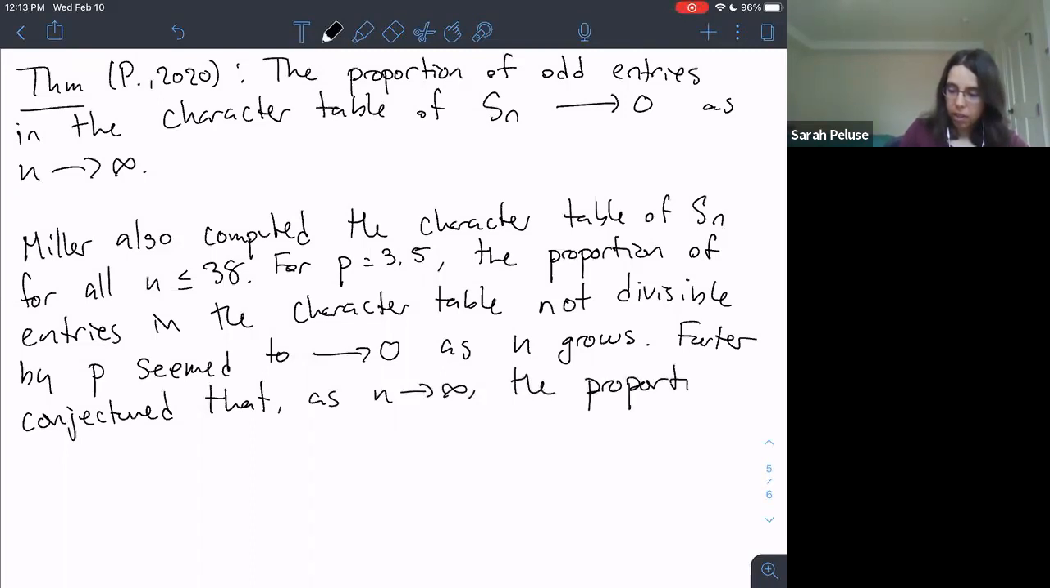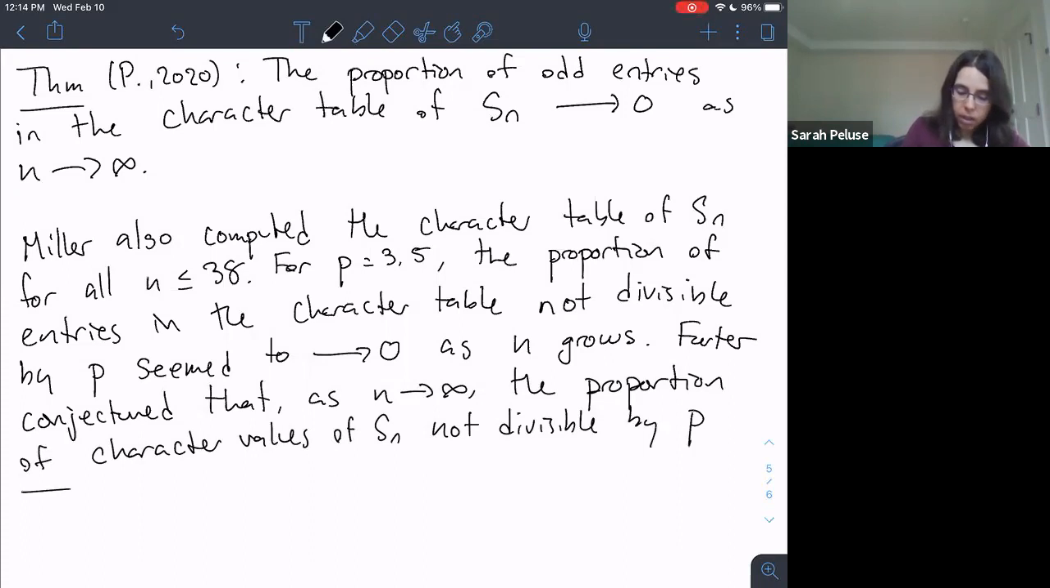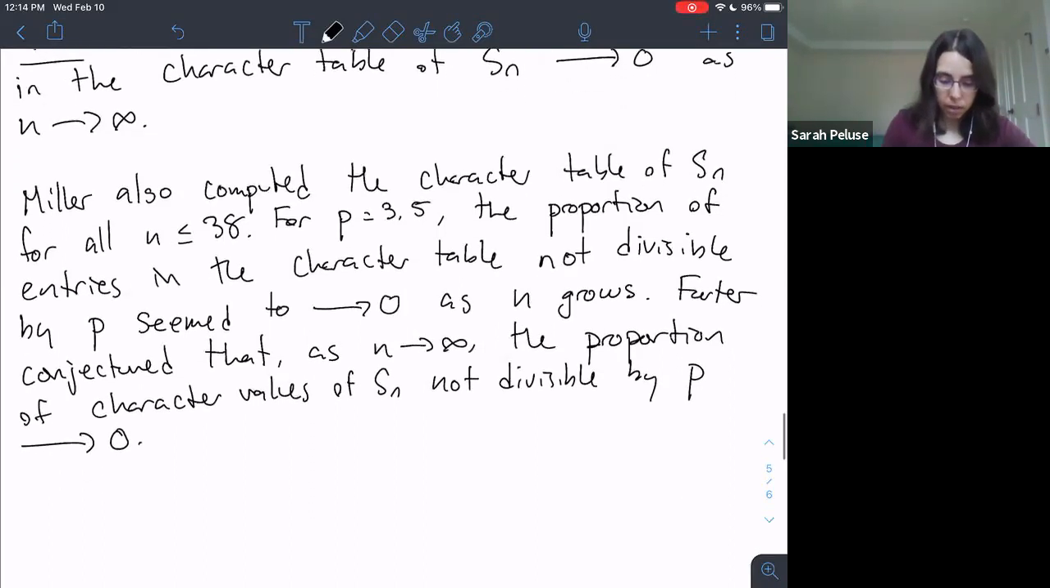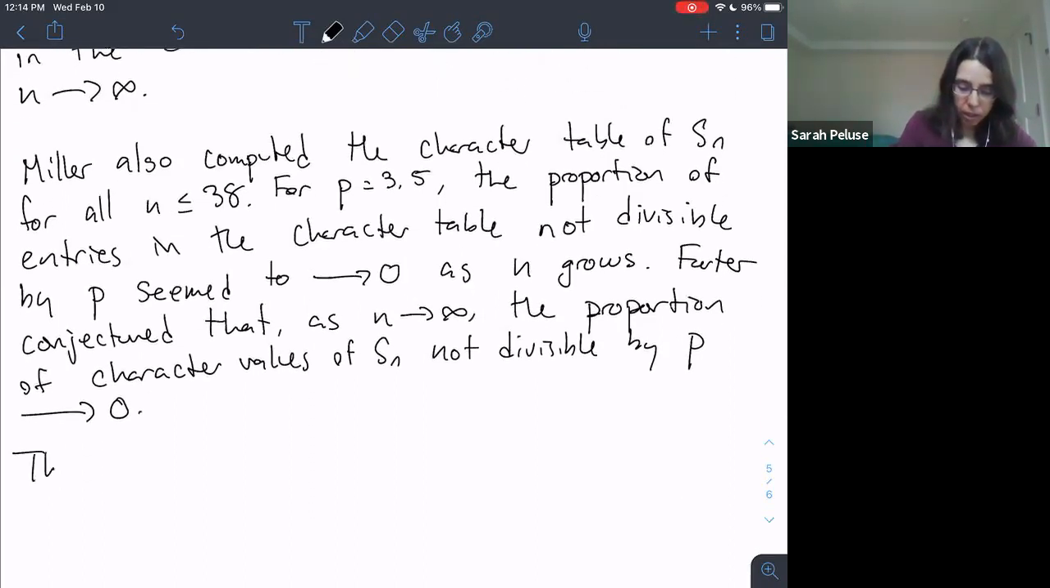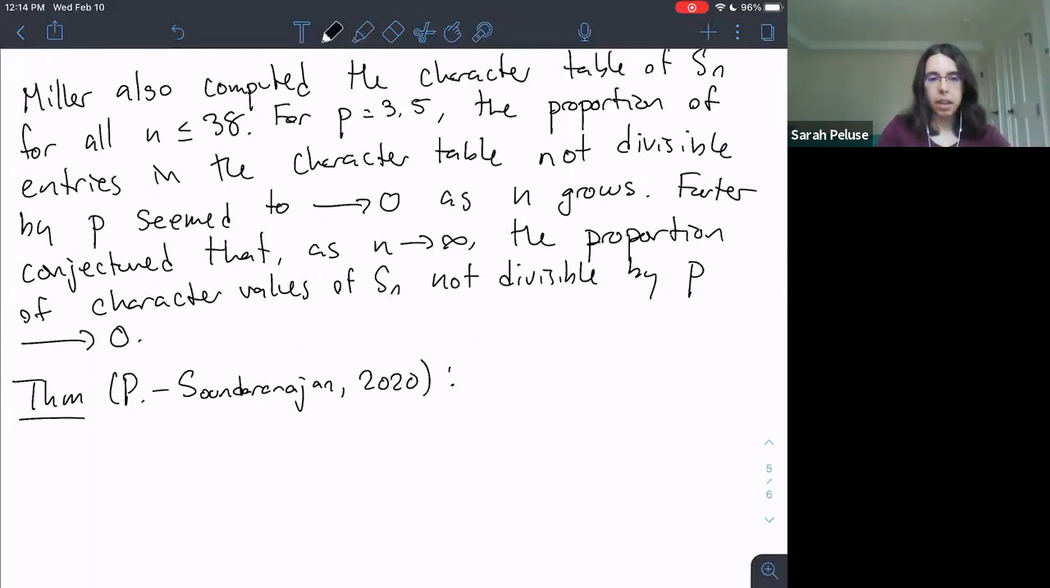the proportion of character values of Sn not divisible by p goes to 0. And fairly recently, Sound and I were able to prove this more general conjecture, and actually with a degree of uniformity in the primes p.